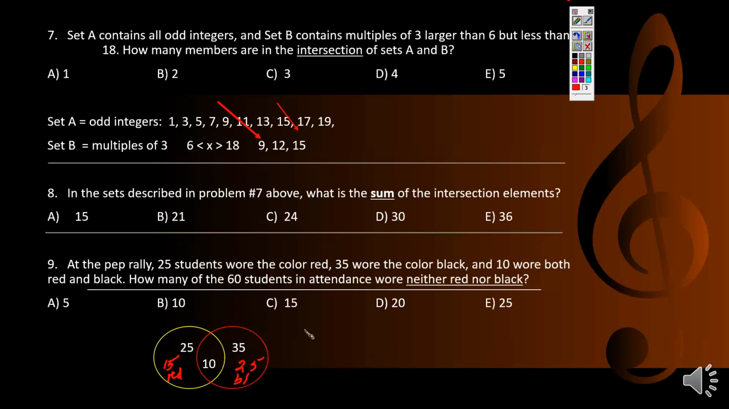Okay? So let's add those up. We have 15 that wore only red. We had 25 that wore only black. And of course we had 10 that wore the red and the black. How many is that? That's 10. Carry your 1. That's 50. But they said we had 60 students there. So if I have 60, and I've already accounted for all of these, minus 50, I have 10 extra students who wore neither red nor black.